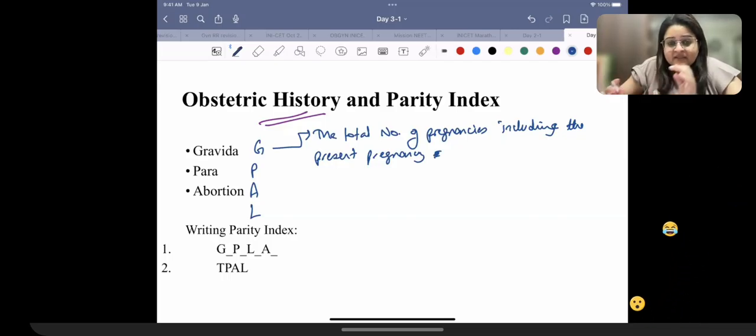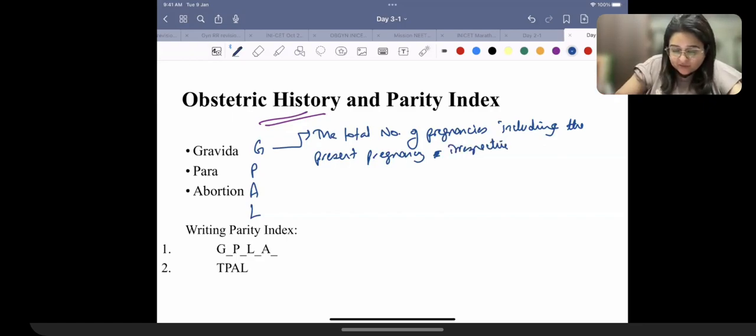What does this mean? So this includes any pregnancy irrespective of the outcome. So the total number of pregnancies, including the present pregnancy, irrespective of the outcome. So you here will include everything: molar pregnancy, ectopic pregnancy, IUD, abortions, everything. Okay. So this is gravida.